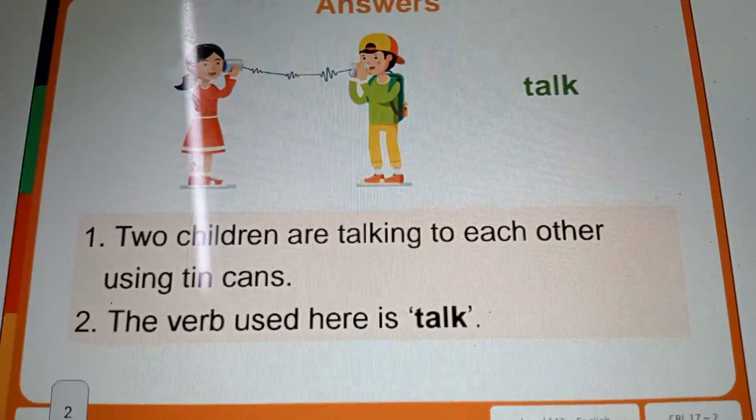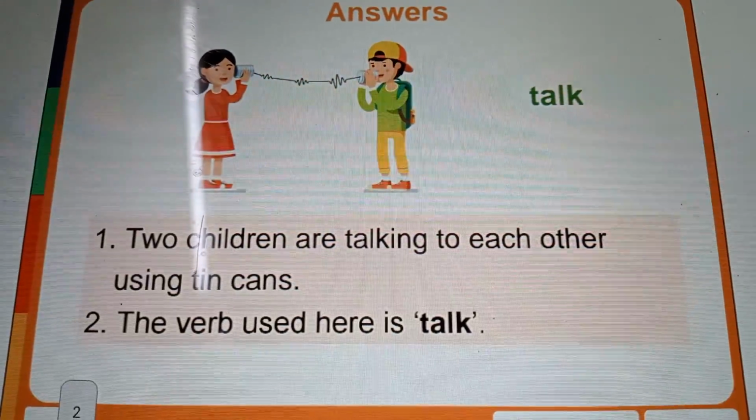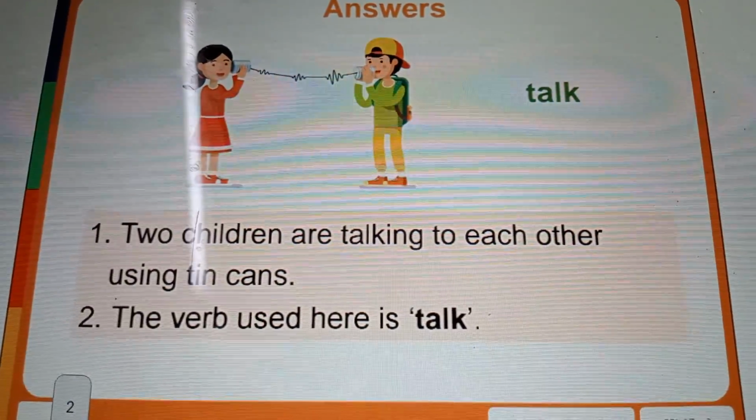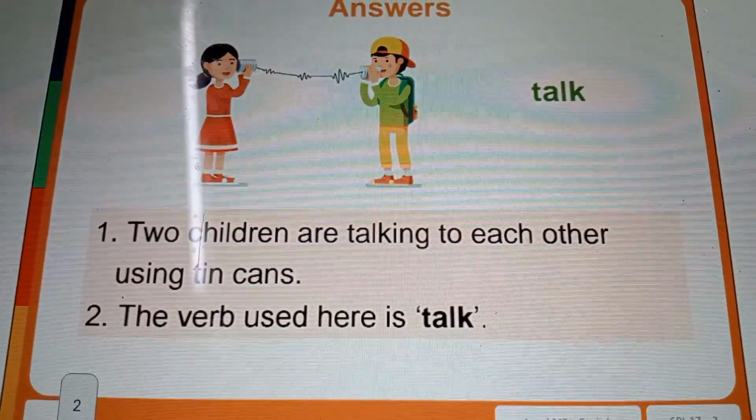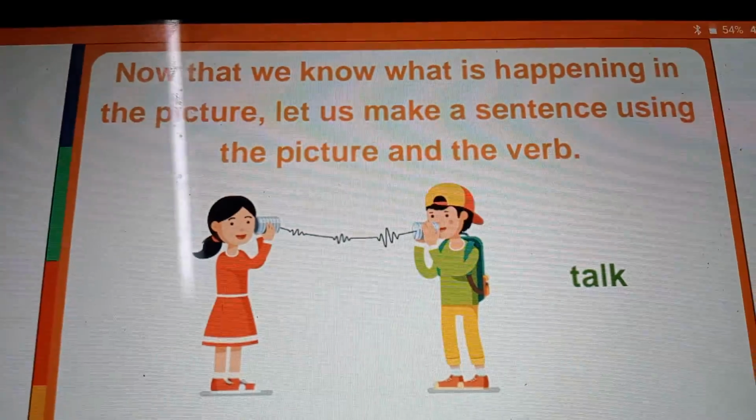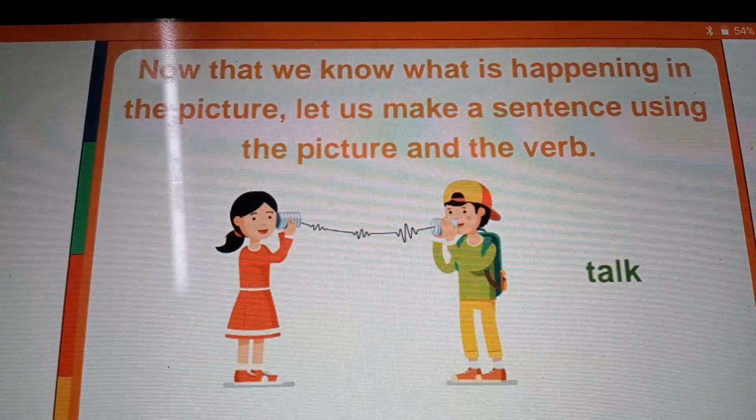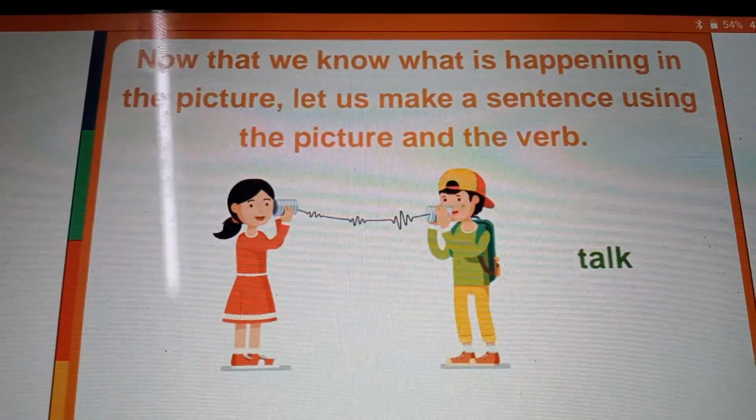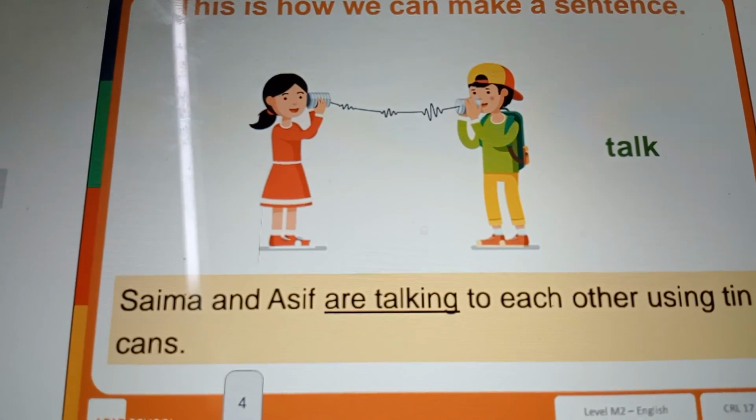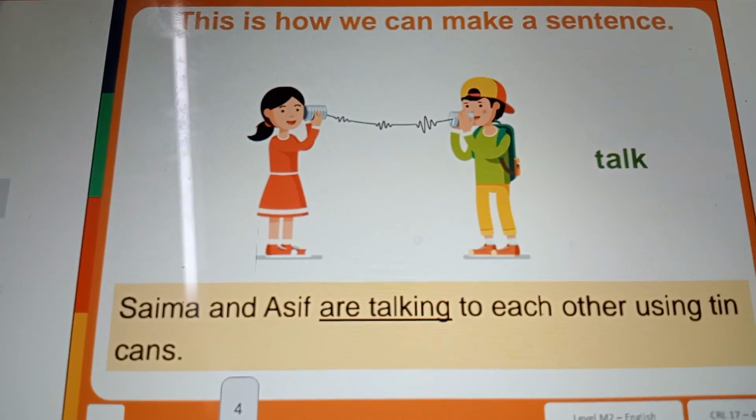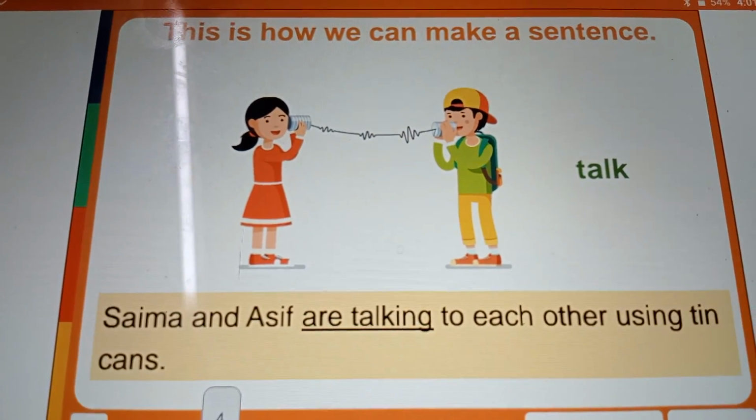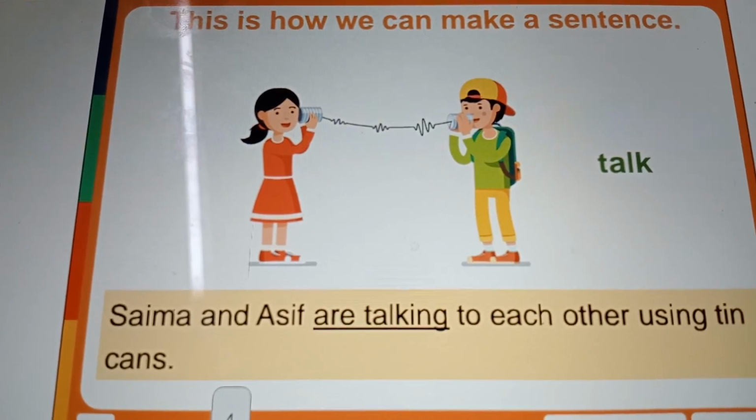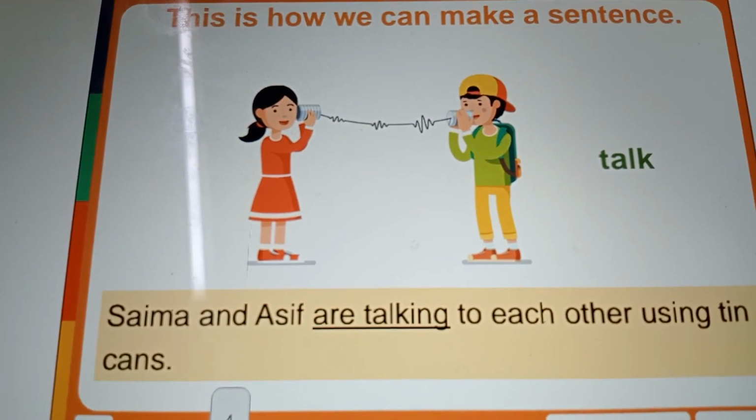See this. Two children are talking to each other using tin cans. The verb used here is talk. Now that we know what is happening in the picture, let us make a sentence using the picture and the verb. Simon and Asif are talking to each other using tin cans. We have made a sentence using this verb.